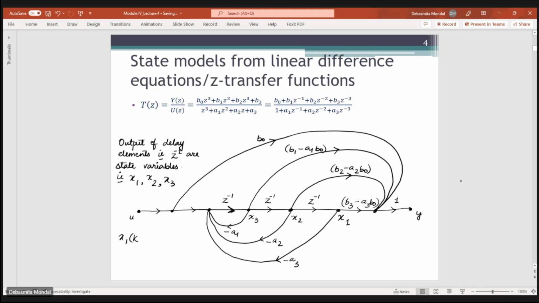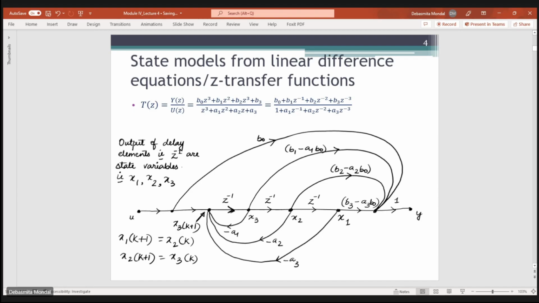So it is a delay element. That means the previous one will be the next instant, k plus 1. So x1 of k plus 1 will be nothing but equal to x2 of k. Similarly, x2 of k plus 1 is equal to x3 of k, and over here this will be x3 of k plus 1. Since we are dealing with a delay element, the previous node will just be the value at the previous instant.